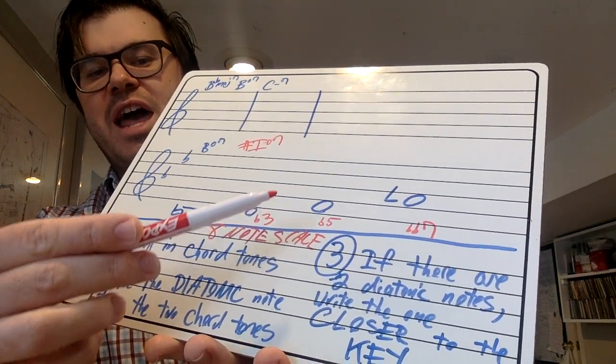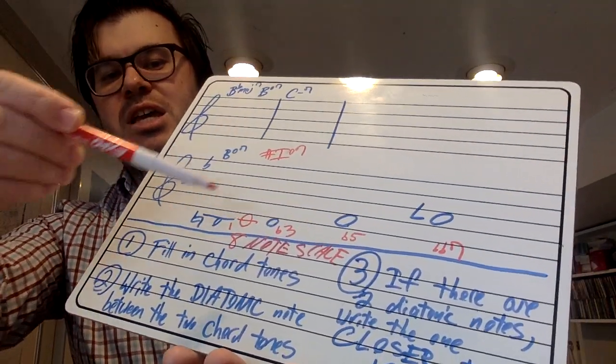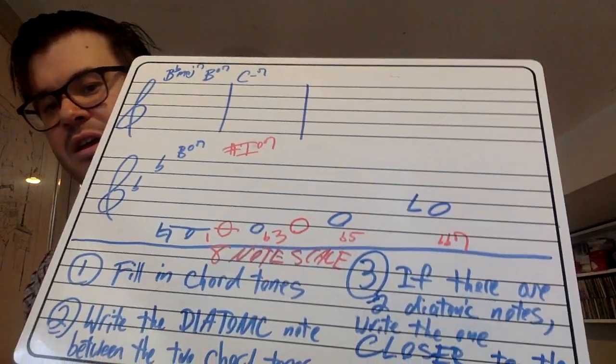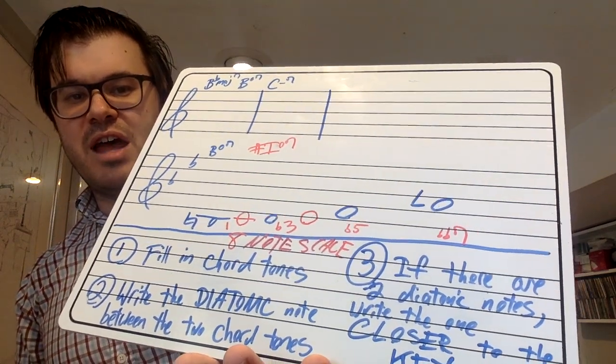Between D and F, you have E flat and E natural. Which one fits, E flat or E? Well, E flat in a B flat scale. There's no E natural in a B flat scale. Now you have F. Between F and A flat, you have F sharp and G. Well, G.